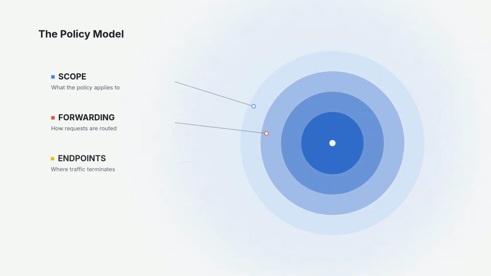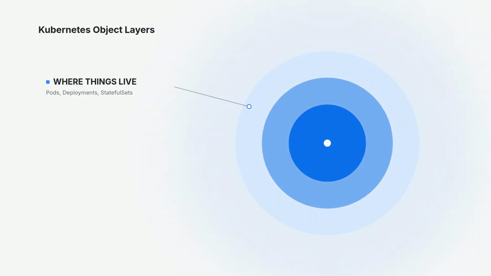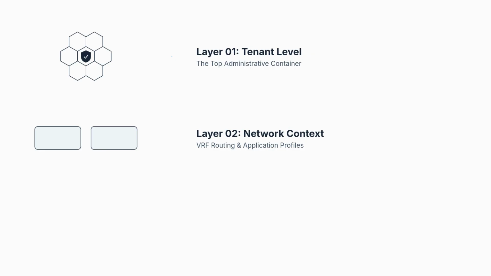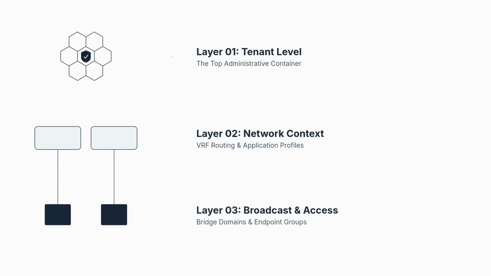A good mental shortcut is this. The policy model is a map of scope, forwarding, endpoints, and policy. Some objects define where things live, some define how traffic is forwarded, some define which groups are allowed to talk. So instead of treating tenant, VRF, bridge domain, application profile, and EPG as separate trivia terms, read them as connected layers. And as we build the stack, keep asking one question. What design problem does this object solve?